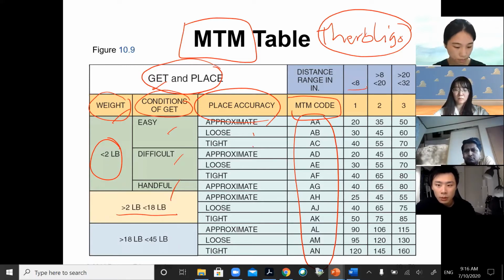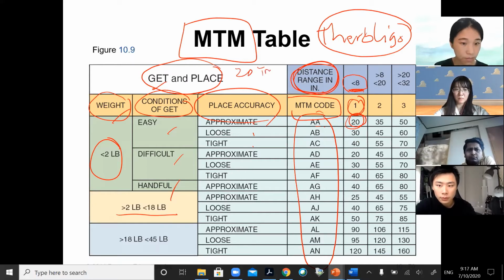If the distance is less than 8 inches, it is coded MTM code AA1, which is 20 TMUs. We call it TMUs, time measurement units. 1 TMU is 1 hour divided by 100,000 parts, something like that. It's a time measurement unit. So each of them has their TMUs, and you have a lot of jobs and tasks.